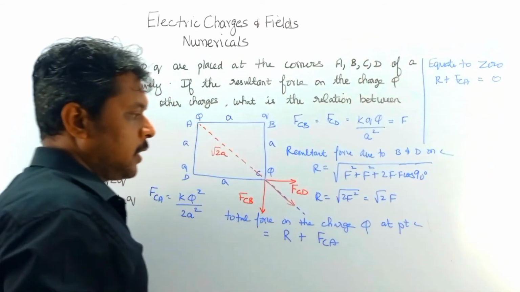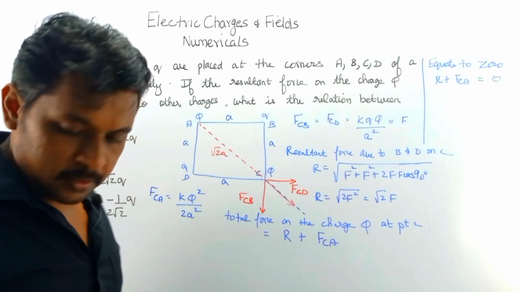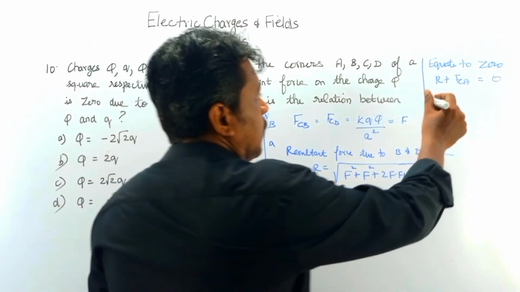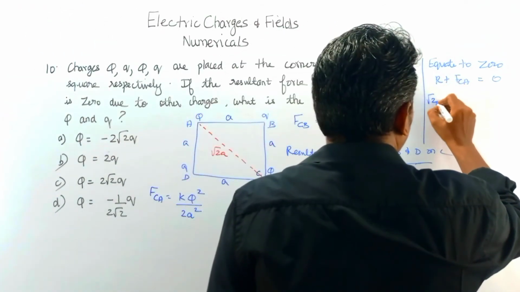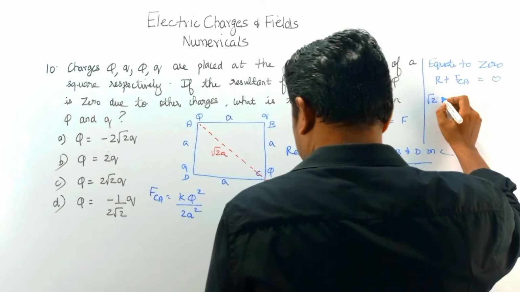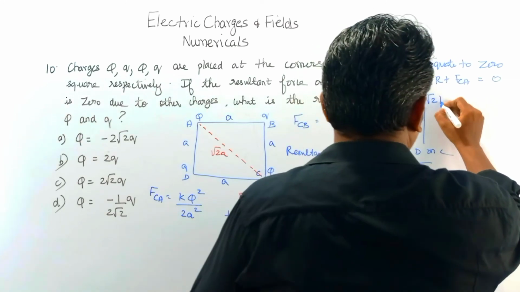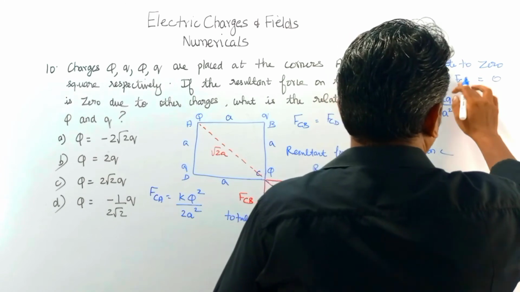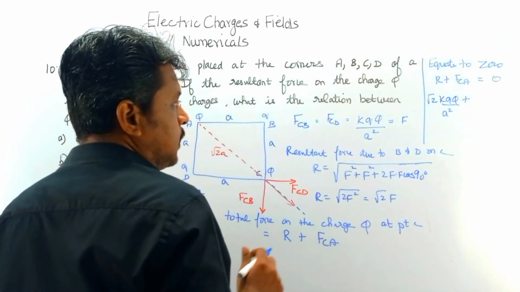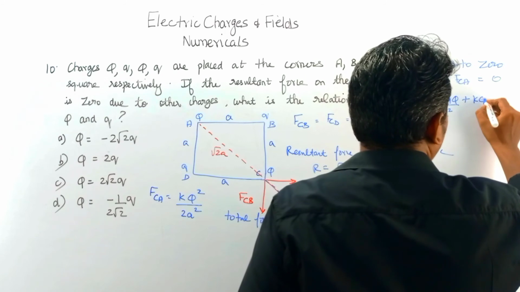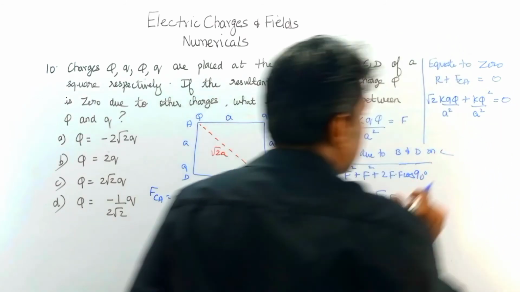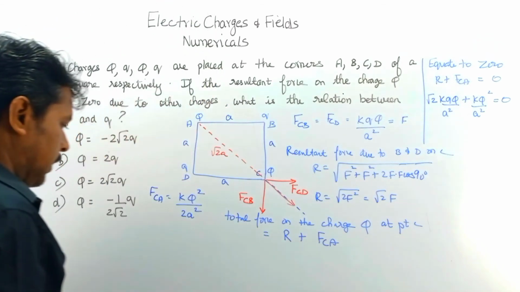So what is the value of R that we got? We'll see where the space is available. Okay, space available. So R we are getting as root 2. What is the value of F? It is K small q capital Q by A square plus the FCA is K Q square by A square, which is equal to 0.